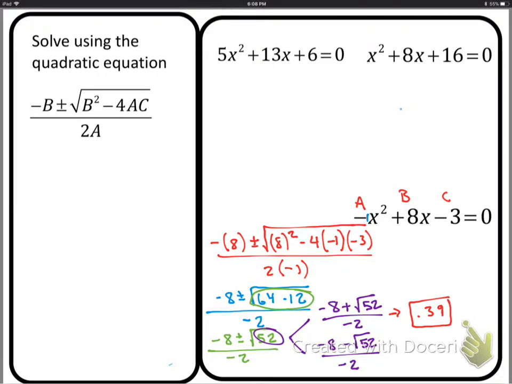Then you want to do the same for the negative side, for the minus one. So you have -8 minus the square root of 52. Press enter, and then you still want to divide that by -2. You should get about 7.61. I just rounded it to 2 decimal places. So those two will be your 2 x-intercepts.